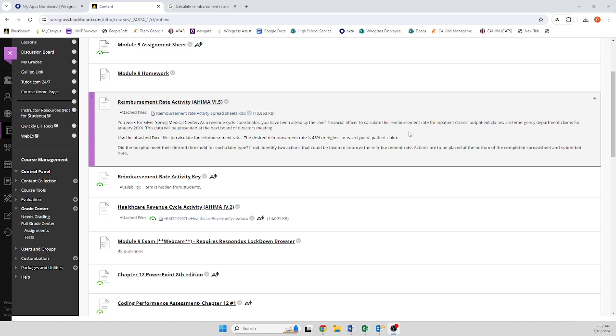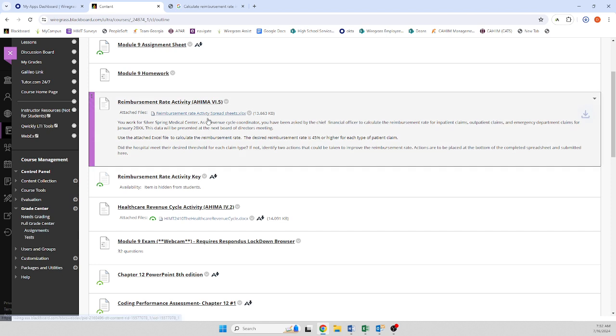This data will be presented at the next Board of Directors meeting. Use the attached file to calculate the reimbursement rate. The desired reimbursement rate is 45% or higher for each type of patient claim. Did the hospital meet their desired threshold for each claim type? If not, identify 2 actions that could be taken to improve the reimbursement rate. Actions are to be placed at the bottom of the completed spreadsheet and submitted there.